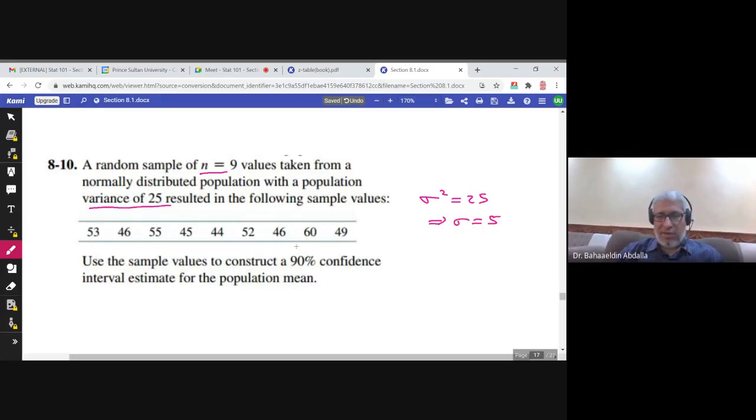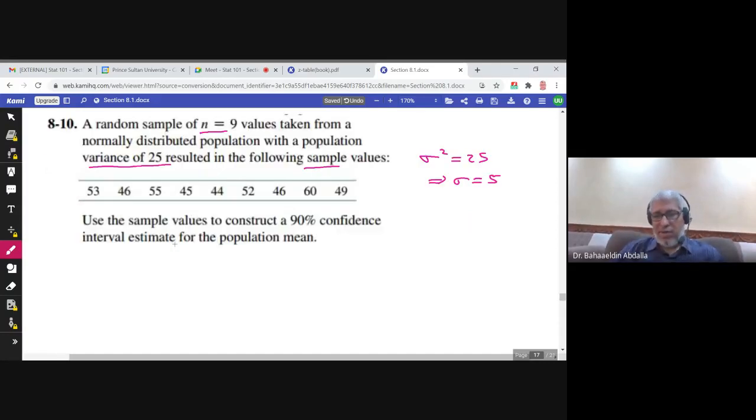So sigma is given, and the sample is given. All right, I have sigma. So the formula would be x bar plus or minus z times sigma over square root of n, because sigma is there. Okay, the sample values are given.